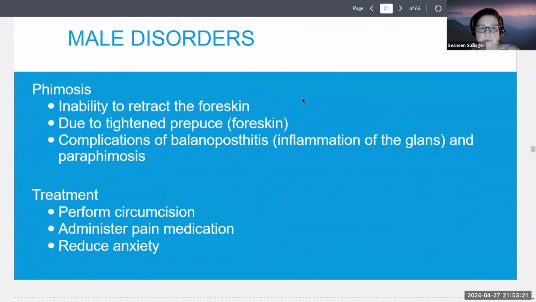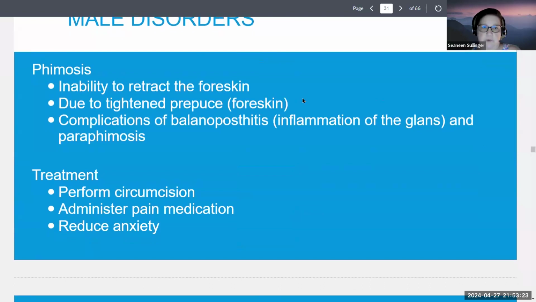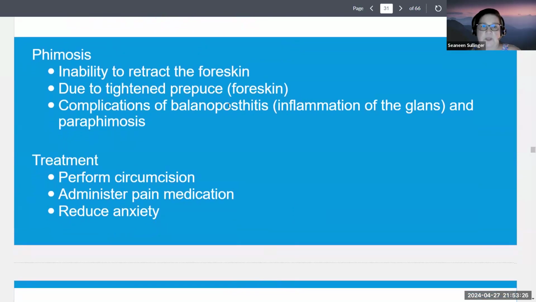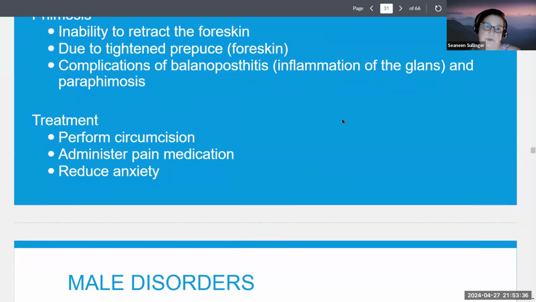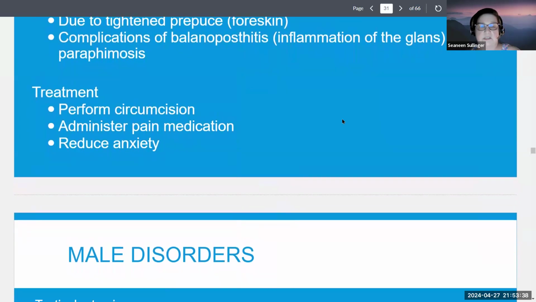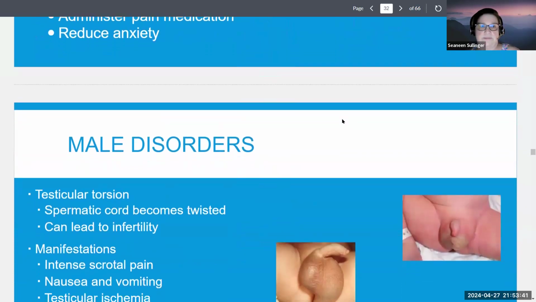And then phimosis would be the inability to retract the foreskin. You can get what's called balanitis, which is inflammation of the glands of the penis. You can do circumcisions. You can give pain medications to help reduce the anxiety.